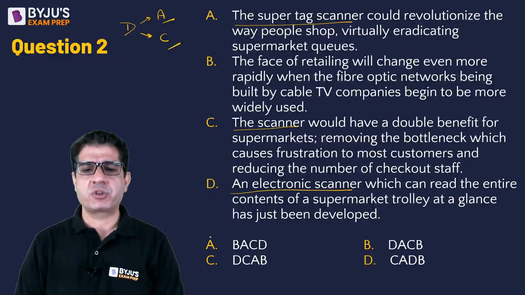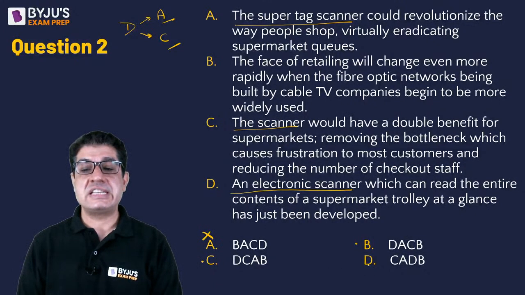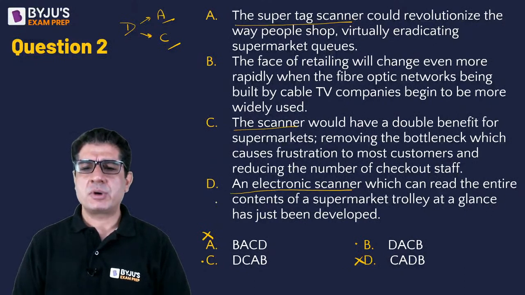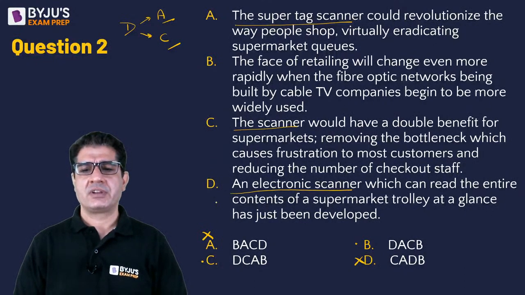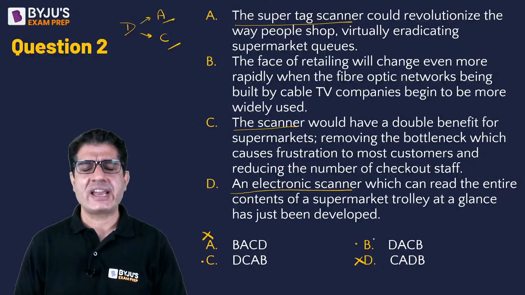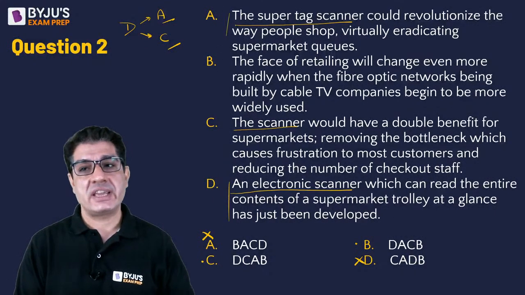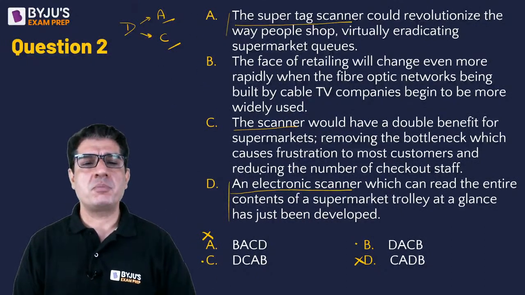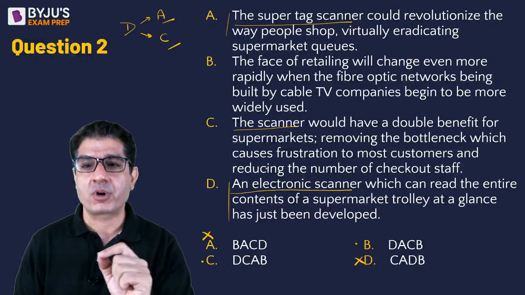So notice option A is ruled out, B remains in contention, C remains in contention, D is also eliminated. So it's basically B versus C. What is the difference between the two? DACB or DCAB? Let's try out B. So we are talking about an electronic scanner, then you can put in A, absolutely no problem with that. But then when you move from A to C, there is a problem.